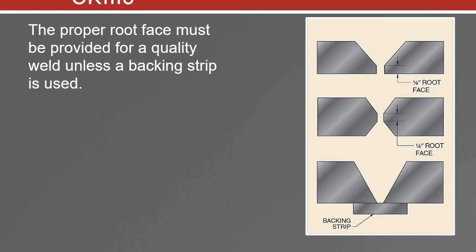Proper root face must be provided for a quality weld unless a backing strip is used. So if you have an open root, which is what these look like here, you want to have what's called a landing. So that's a flat spot at the end of your angle. Usually it's about 3/32 to 1/8 of an inch for open root. If you are running not an open root with a backing strip, you do not need to put a landing on your material. That is just going to be straight down to a point. Okay, the backing strip is what's going to take in all of that heat.